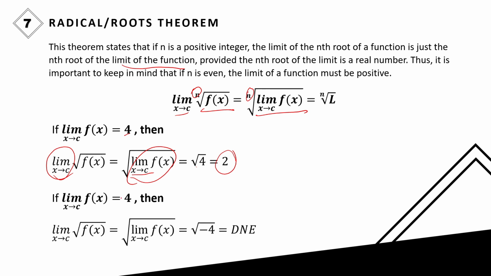Another one, if we have negative 4, this is negative 4. So, our function does not exist. Kasi nga, negative yung ating andon sa loob ng square root. Kasi sabi natin, dapat the nth root of the limit is a real number. And the limit of a function must be positive. So, dapat positive ito para magkaroon ng limit ng function natin. Since this is negative, ibig sabihin, it does not exist. So, kailangan, condition na ma-meet natin when it comes to the different theorems na meron tayo.